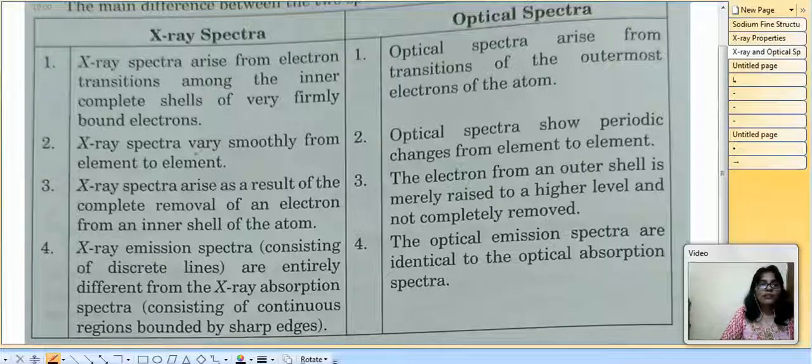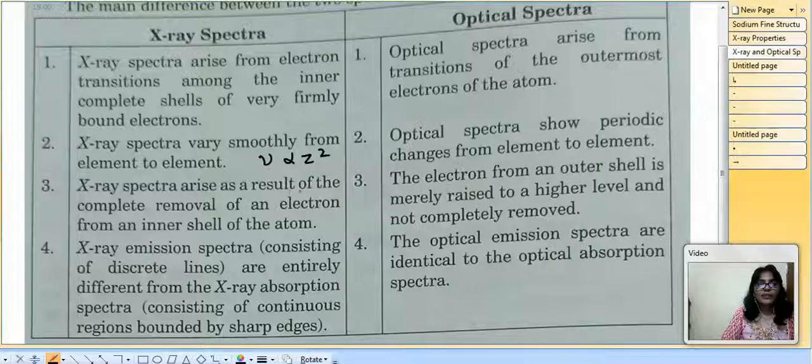Then the X-ray spectra vary smoothly from element to element because nu is proportional to Z square. Therefore, there is a smooth variation. But optical spectra show periodic changes from element to element. The nature of optical spectra depends on the number of valence electrons. So we can see similar spectra for sodium and potassium, because both have the same number of valence electrons. So there are periodic changes, but here it is a smooth change.